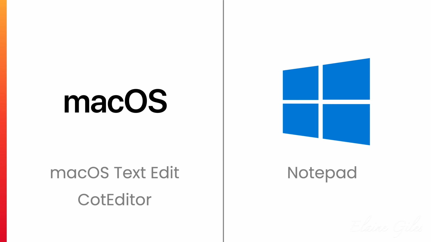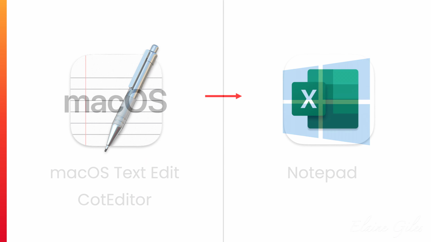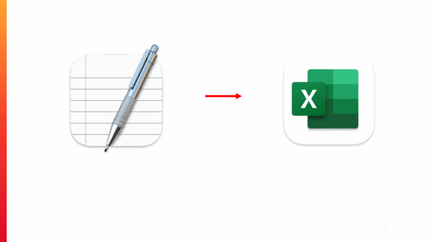On Mac, you have TextEdit. There's also CotEditor, which is free. And on Windows, you have Notepad. Once you have the list of files in a text editor, copy it again and then paste it into the spreadsheet and just save the file. Or your comma-separated file, however you choose to work.